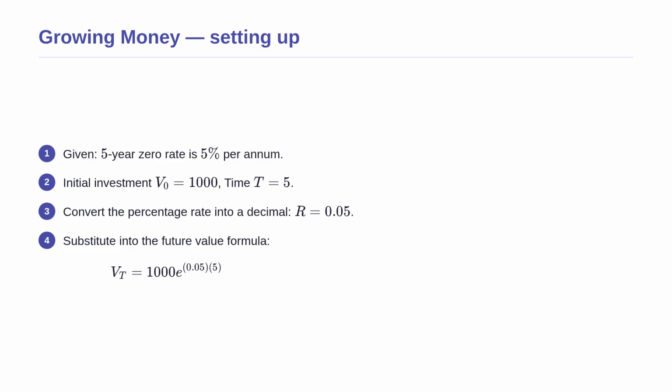Before we move on, let us see this with a concrete example. Suppose the 5-year zero rate is 5% per annum, and you invest $1,000 today. How much will you have in exactly 5 years? We are given the present value, the time, and the rate. First, we must always convert the percentage rate into a decimal. So 5% becomes 0.05. Then, we substitute these known values into our future value formula. The initial 1000 sits in front and the exponent becomes 0.05 multiplied by 5.